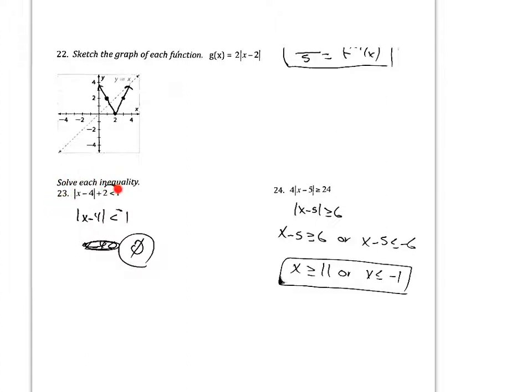23 is a less than, so it's an and problem. The problem with this one is I move the 2 over, I got -1. Absolute value cannot be negative. It sure can't be less than a negative number. So there was no solution. I don't think that's going to happen tomorrow.